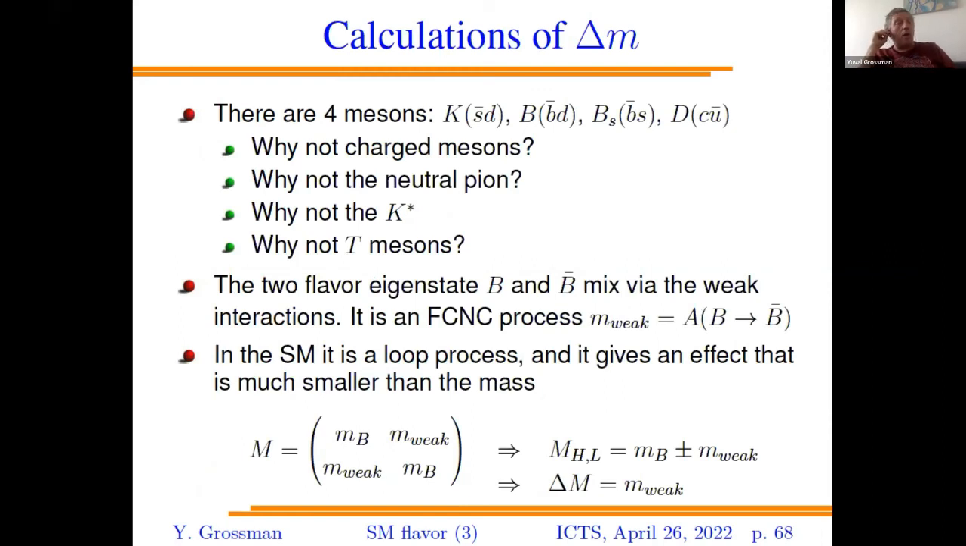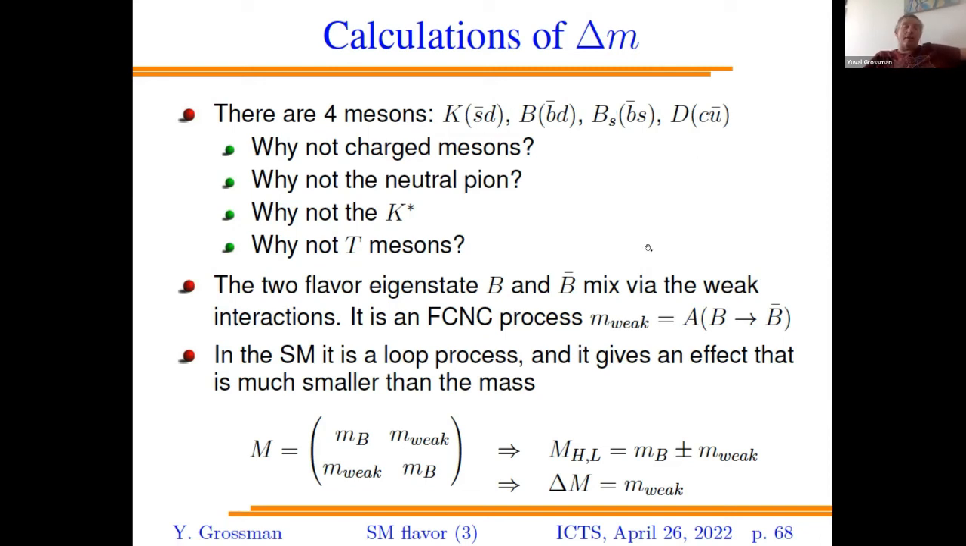Okay, so now I want to talk about how to calculate delta M. There are 4 mesons that we care about in nature: the K, the B, the B sub S, and the D. I'm asking you several questions here. I'm not going to elaborate on them because the time is running late, since I started kind of late, so I will skip those. But I want you to think about them later when you have some free time. They're going to help you understand why we only have 4 mesons that we care about in nature.